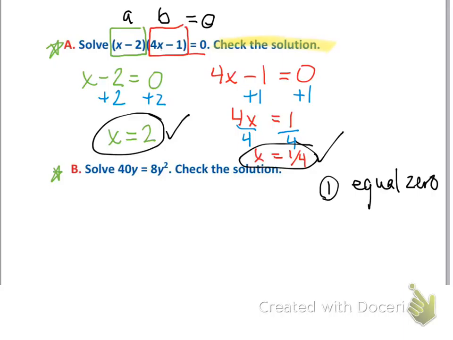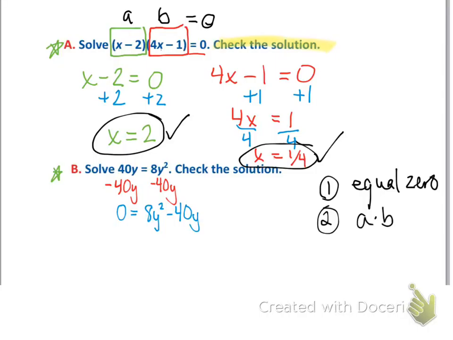So how am I going to make it equal 0? Well, I could either subtract 40y or I could subtract 8y squared. I'm going to subtract 40y from both sides. That gives me 0 equals 8y squared minus 40y. So now it equals 0. The second thing I need to do is make it something times something. And the way I'm going to be able to do that is by factoring.